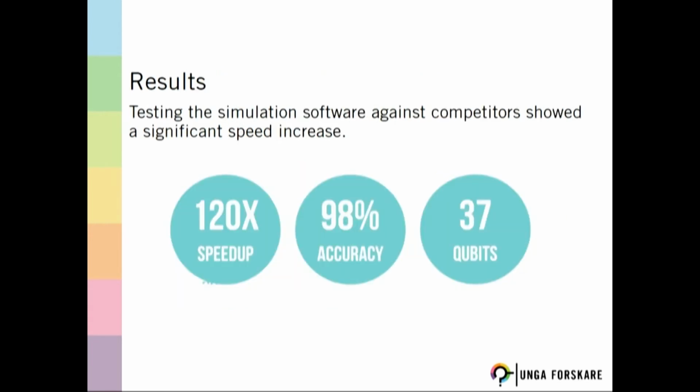And what this meant is that all of these factors coming together means that you can get a massive speed increase against other simulators. I was able to get about 120 times faster, and I was able to simulate up to about 37 qubits using big nodes of the supercomputer. And what this means is that you're then able to develop and test quantum algorithms easier than before, which is important because we don't actually currently have big quantum computers.